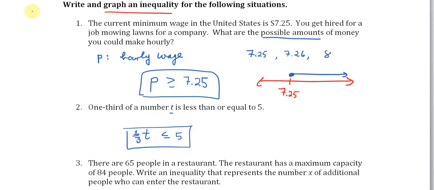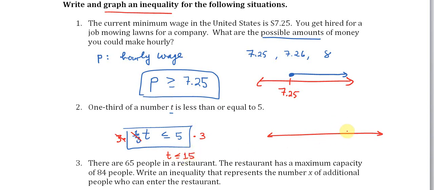Okay. Now, number 2 is a little bit more interesting because we have an inequality not in terms of t, but in terms of 1/3 t. So before we can graph it, we really have to do a quick algebra step. Multiply both sides by 3. So multiply the left side by 3, multiply the right side by 3, so that those two, 1/3 and 3, cancel out. So now you're left with t is less than or equal to 15.